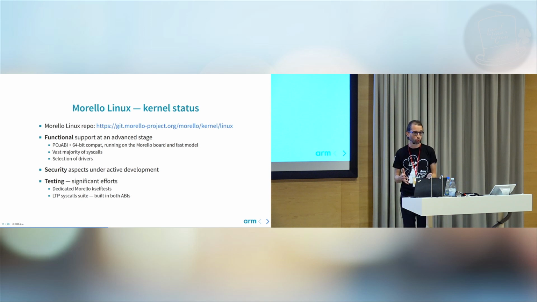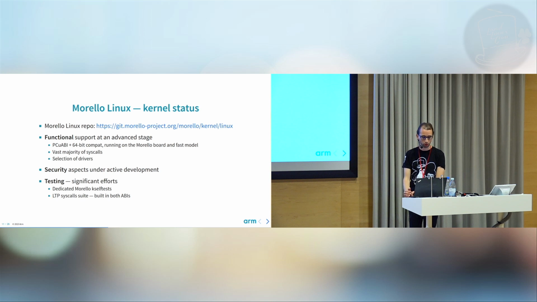So we have this project. It's called Morello Linux. It's not a very inventive name. It is hosted as a fork on the Morello GitLab, where we have most of the Morello software in general. We have achieved this functional support that I was talking about before at a pretty advanced stage. We have support for this ABI, with the 64-bit ABI as compat, and that's running on both the board that I mentioned and also on the fast model, which emulates the board and allows you to run this on any Linux machine.